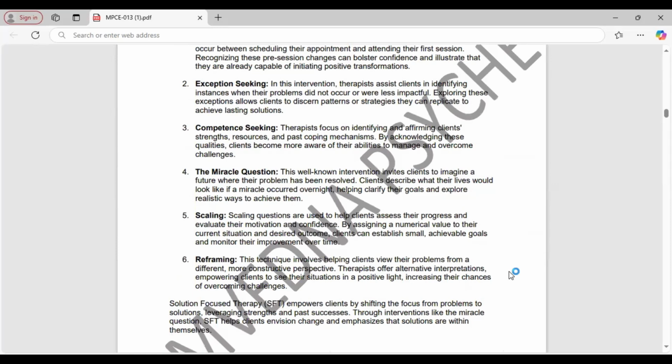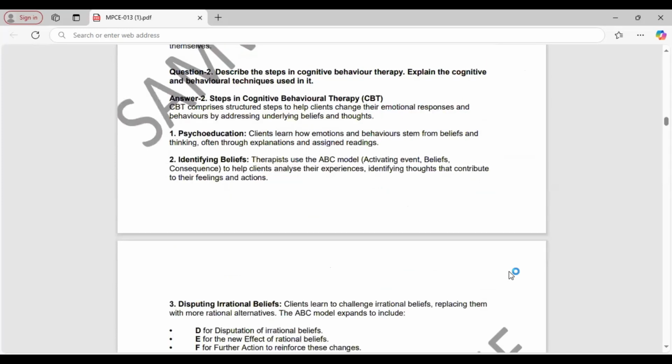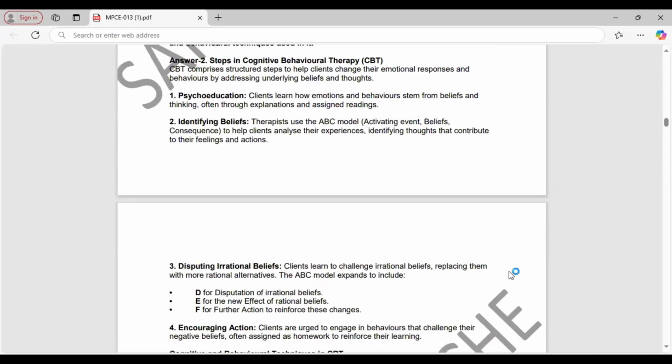Question 2. Describe the steps in cognitive behavior therapy. Explain the cognitive and behavioral techniques used in it. CBT helps clients change emotional and behavioral patterns by identifying and disrupting irrational beliefs through systematic steps and techniques.